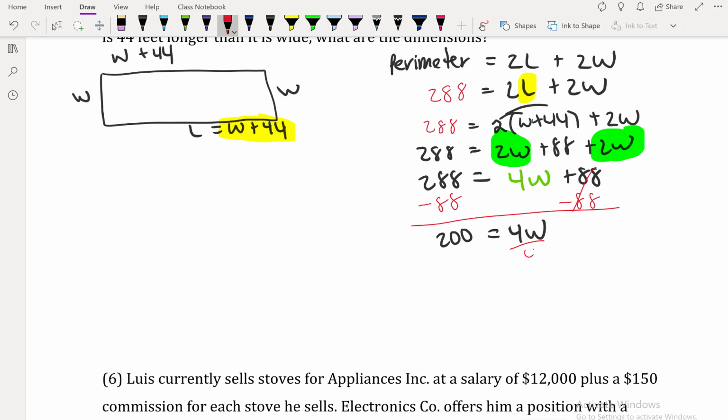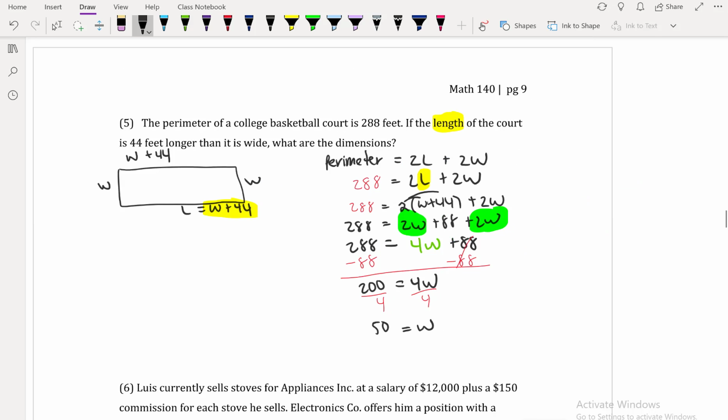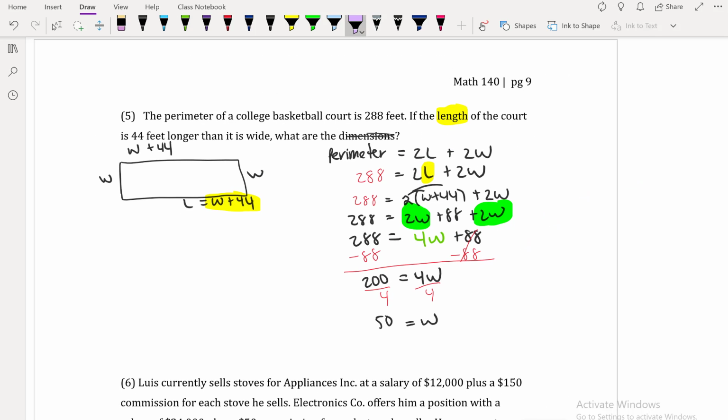Well, I can divide both sides by 4 to get the W by itself. So 200 divided by 4 is going to give me 50. So when it's asking me for the dimensions, I know that it's asking me for the length and the width. So for the width, I can say easily that this is 50 feet.